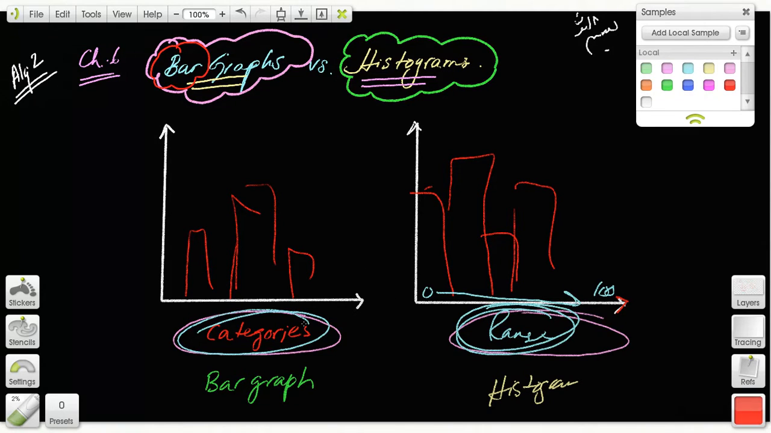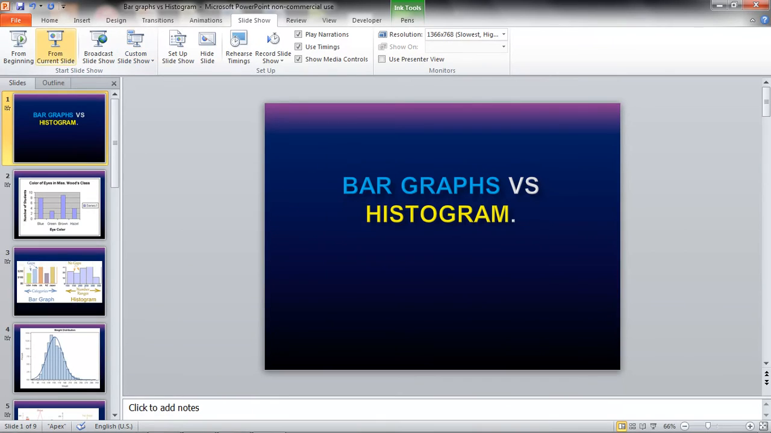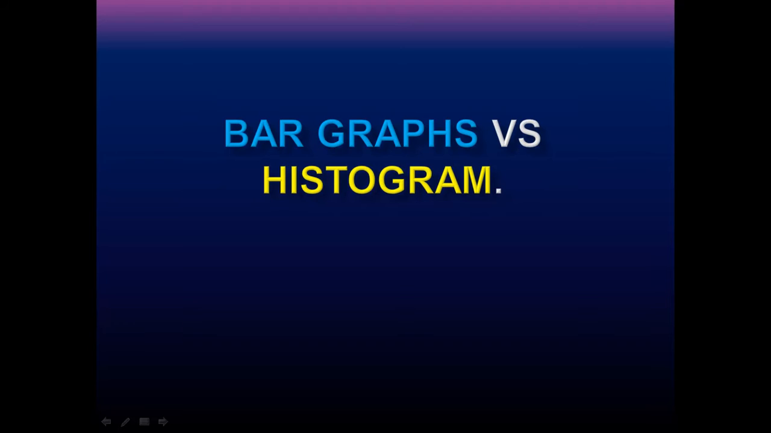And I'll demonstrate the difference in more detail here. For both of them, on the y-axis, it's the frequency of occurrences of either these categories or those scores. So the y-axis for them both is frequency; the x-axis is where the critical difference between the two is. Okay, to illustrate this further, here's a mini presentation on bar graphs versus histograms.